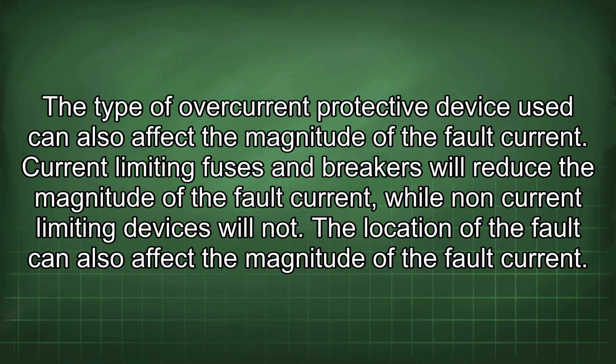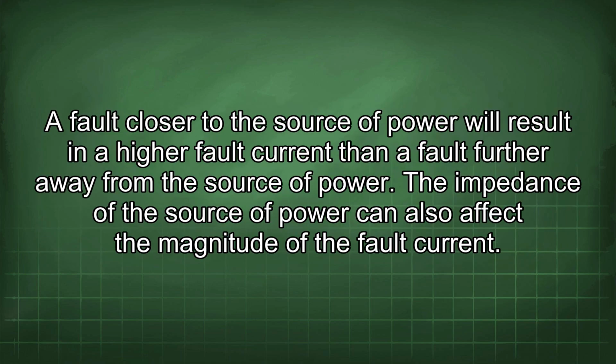The location of the fault can also affect the magnitude of the fault current. A fault closer to the source of power will result in a higher fault current than a fault further away from the source of power. The impedance of the source of power can also affect the magnitude of the fault current.